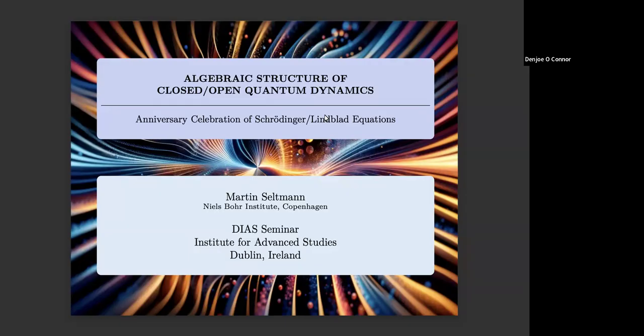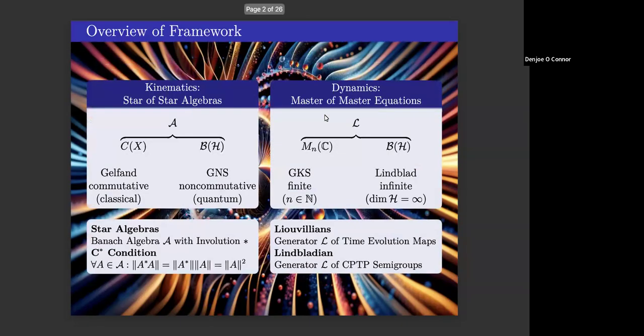Talk a little bit about the algebraic structure underlying those dynamics, and give some old and new insights on the way. So, okay, what is the mathematical setting for this? There are basically two main themes for this talk. One, which is about the kinematics, which I call star algebras, and the dynamics I call master equations.